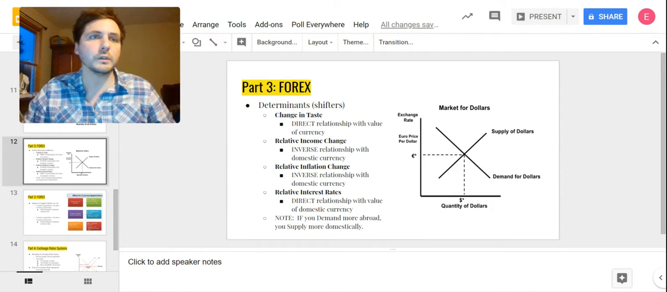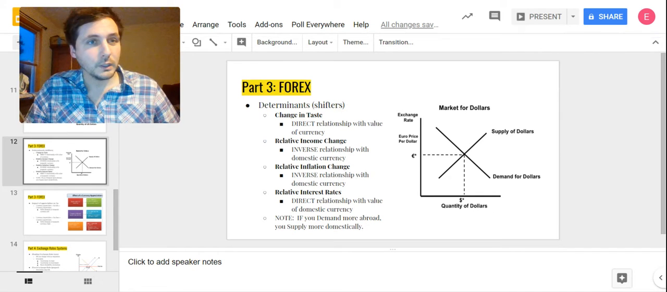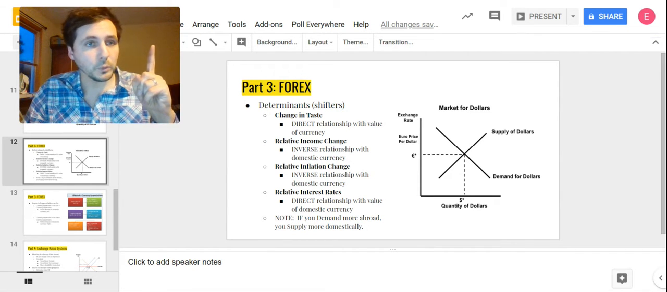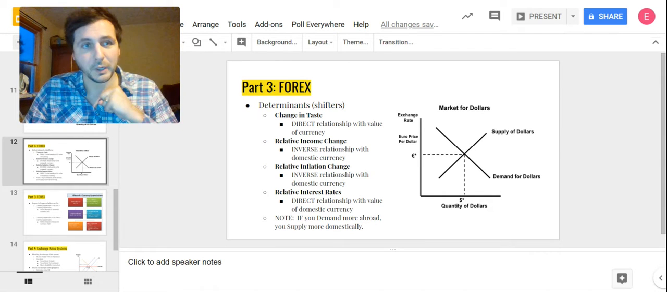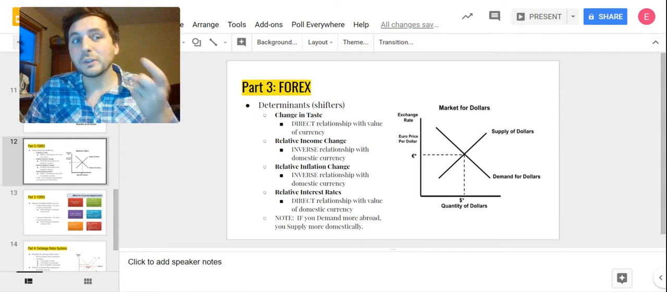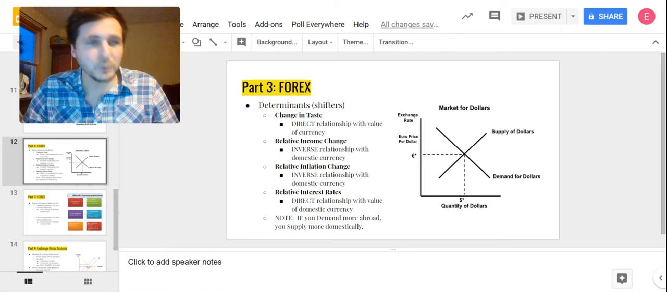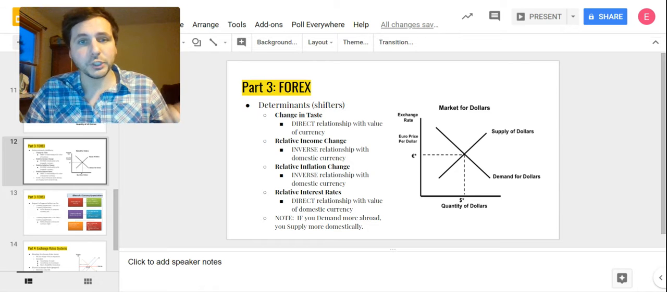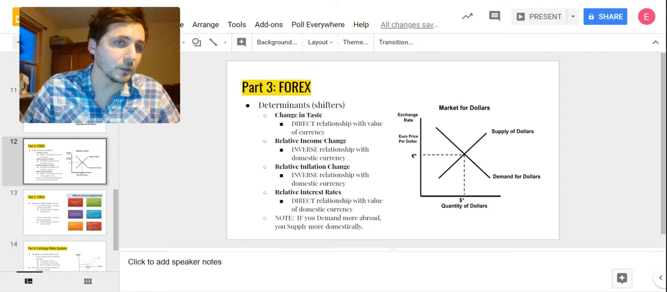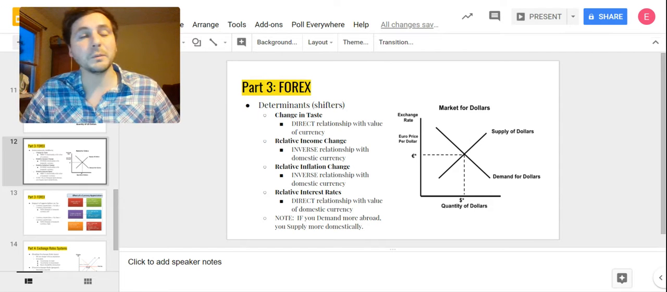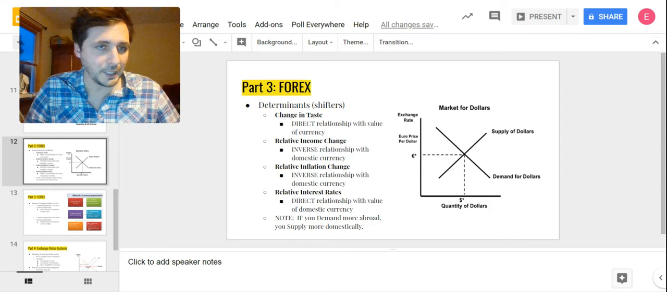So if another nation wants more American-made cars, then they're going to demand more cars, which means that they're going to demand more American dollars, which means that the demand is going to shift right, pushing up the price of American dollars, which means that the American dollar will appreciate in value. And vice versa. If people want less of an American good, then they're going to demand less, which means the demand for the currency is going to fall, which means the currency will depreciate.